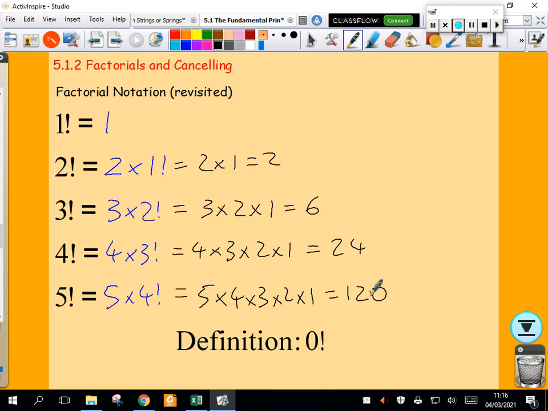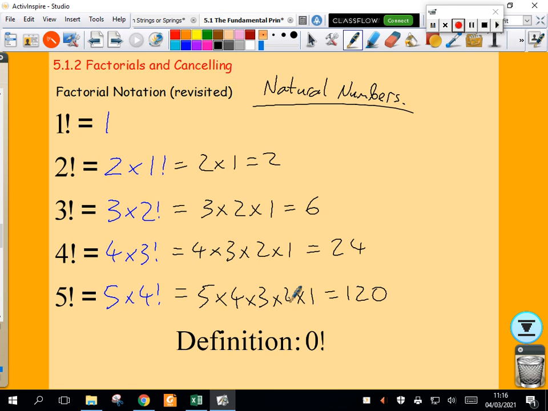So to take a factorial, we take the number and multiply it by all natural numbers less than it. We're only taking factorials of natural numbers. So when we take the factorial of a natural number, we multiply it by all the natural numbers that are less than it. Take the factorial of 5: we multiply it by all the natural numbers less than it, so 5 by 4 by 3 by 2 by 1.